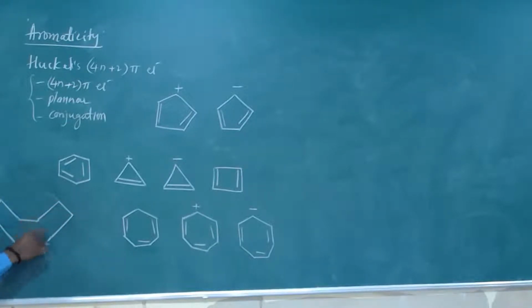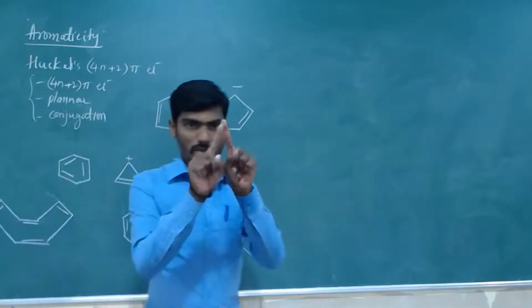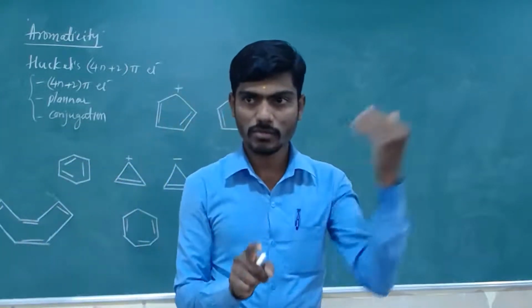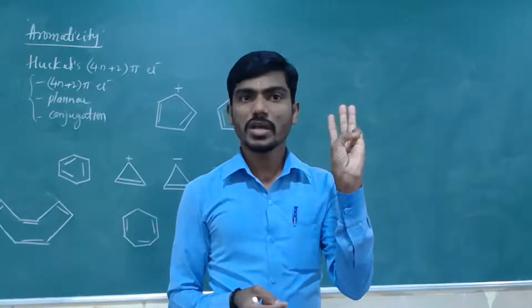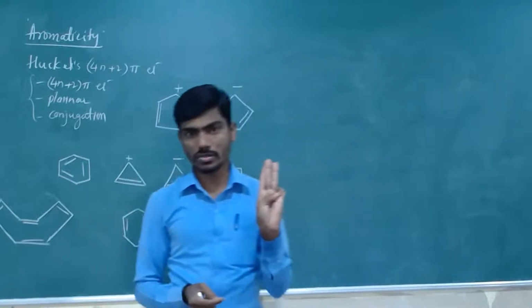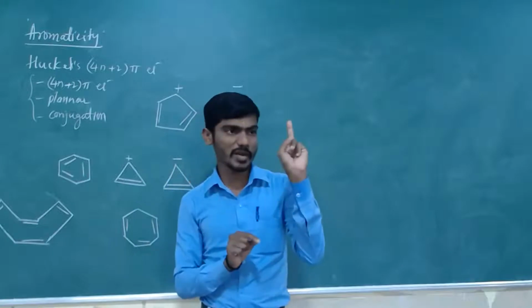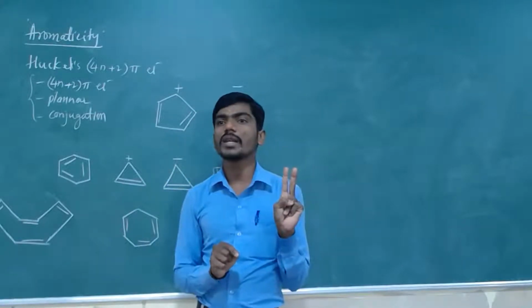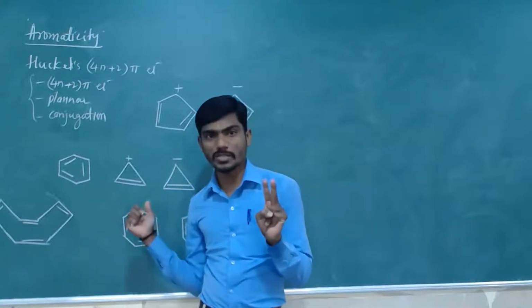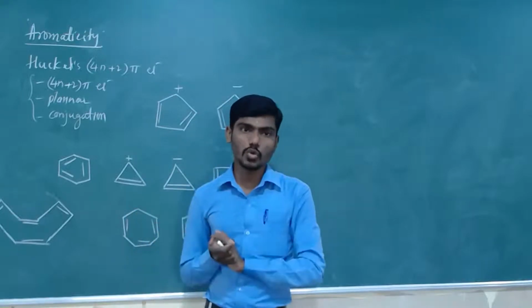How many carbons? 1, 2, 3, 4, 5, 6, 7, 8. Double bond, single, double, single, double, single, double. Alternating double bonds, but it is not planar. Non-planar. Now, in the case of benzene, the first point, it is planar. Second point, is conjugation there or not? Conjugated double bonds, yes. The second point is okay. Now, how many pi electrons are there? 6 pi electrons.